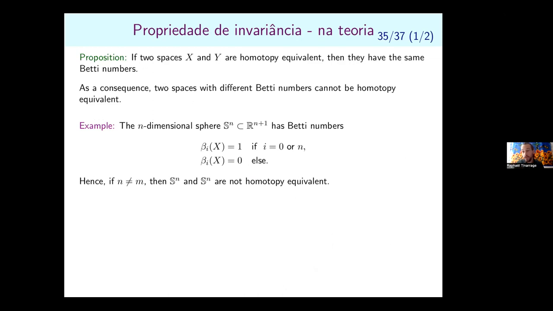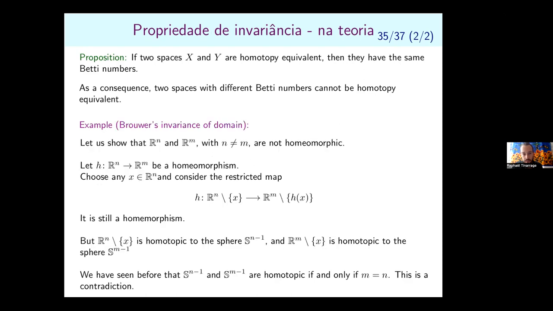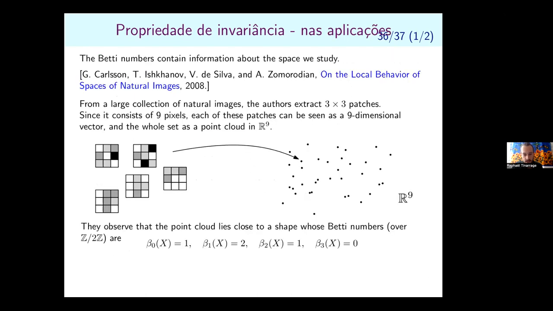And we have, of course, the invariance property that homotopy equivalent spaces share the same Betti numbers, right? So this can be used again to have an idea if two topological spaces belong to the same class, and it can help us to show that they are not in the same class. I think I will stop with just this example to finish.